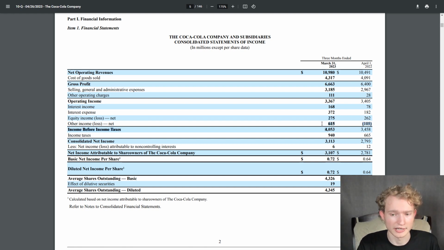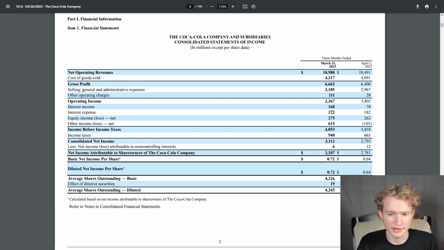Then there was the other income. And all of those combined give us income before income taxes. And then here's the taxes right there. Income taxes, $940 million. And then after subtracting those income taxes, you finally get the consolidated net income of $3.113 billion. And this is what Coca-Cola takes away at the end of the day.